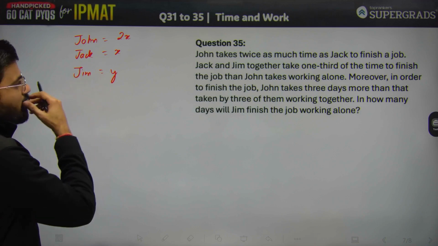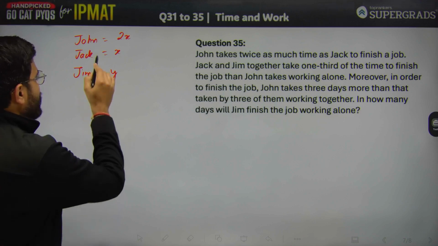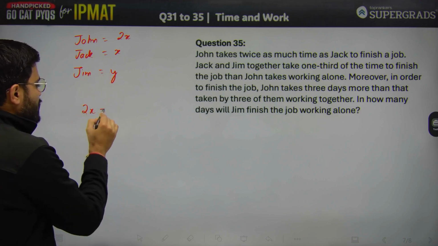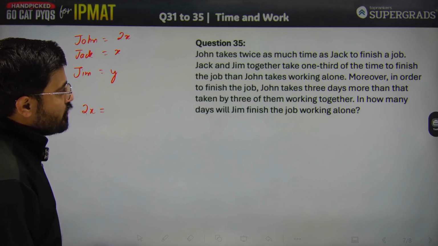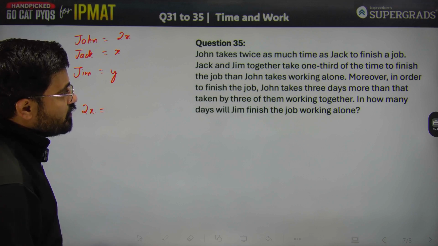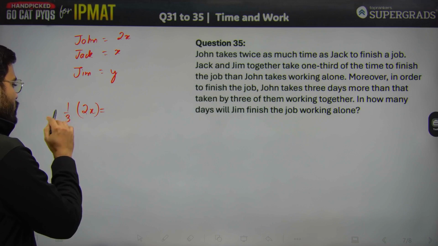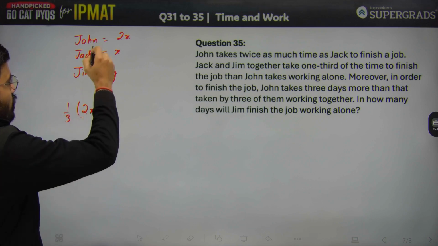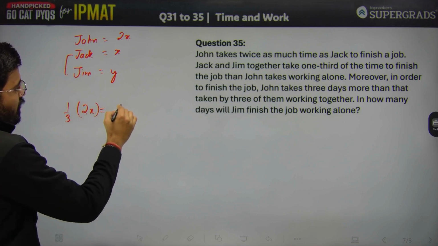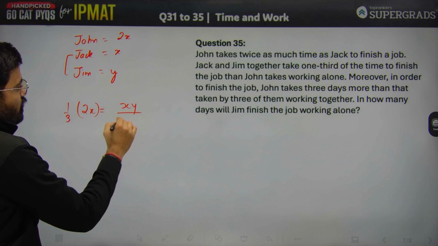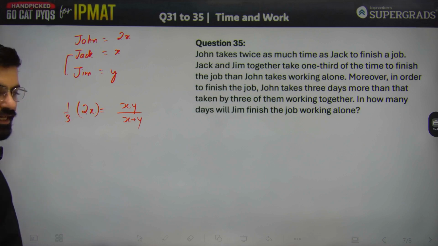Now, what is the time taken? John is 2x. Jack and Jim take 1/3 of the time, so 1/3 of the time taken by John. So how long will Jack and Jim take? Jack and Jim will take xy upon x plus y. xy upon x plus y.